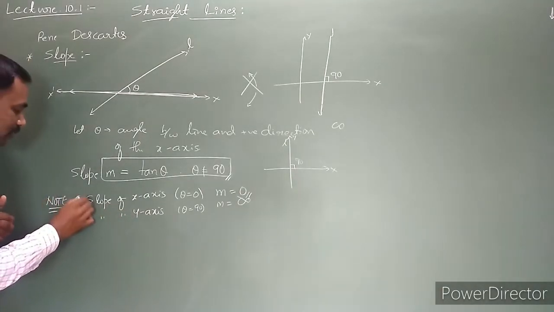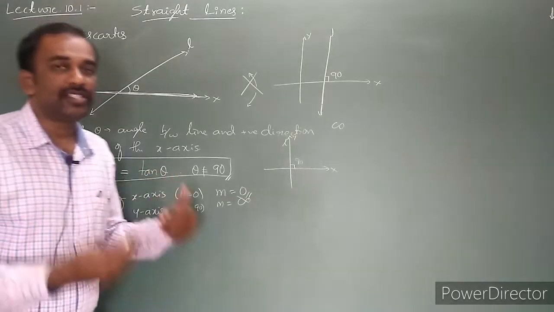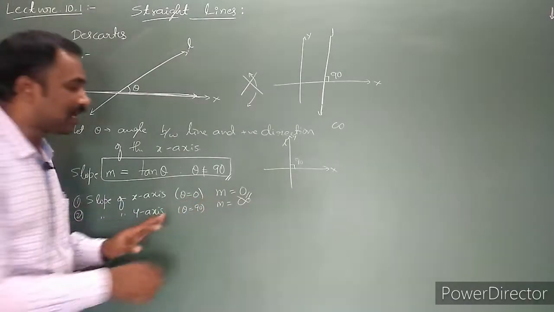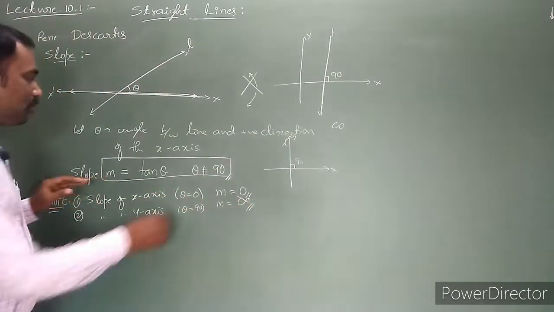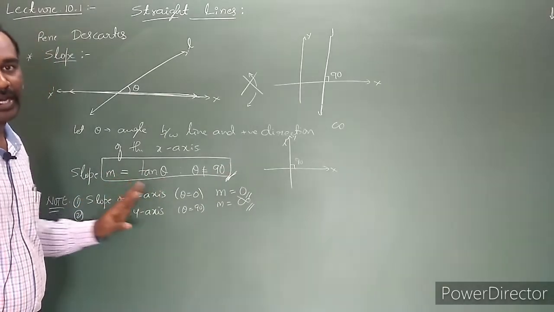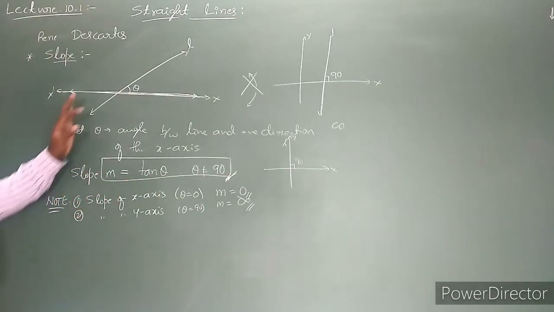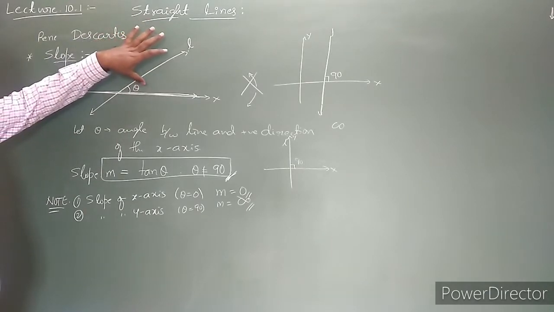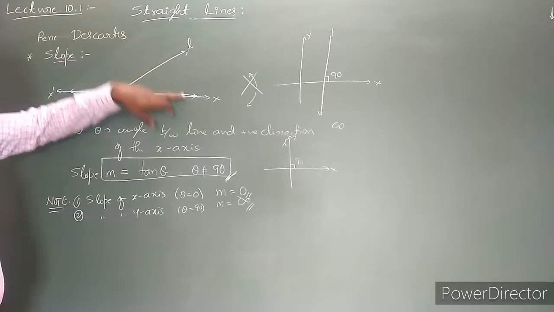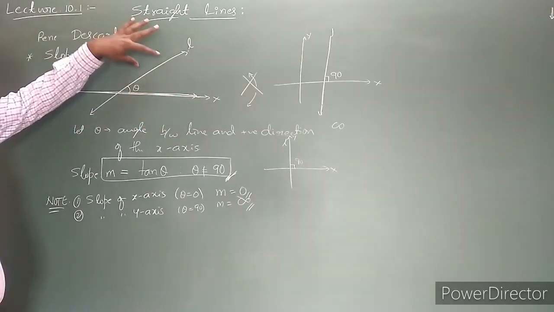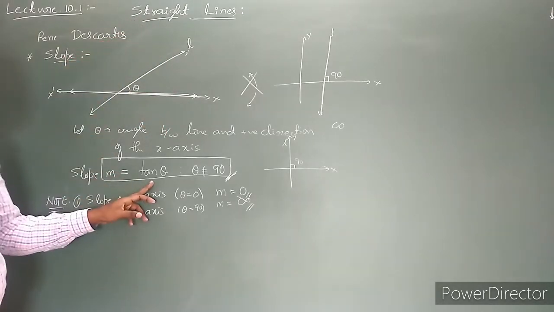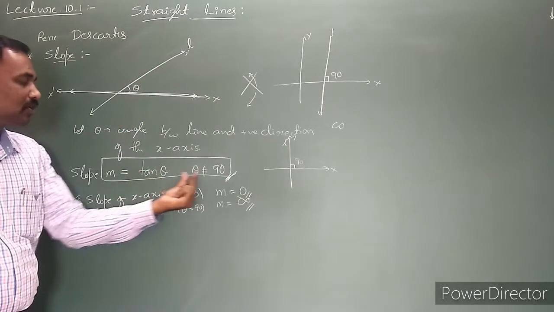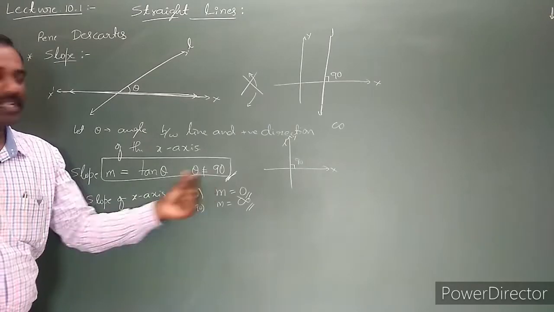Very important note. What is the note? Slope of the x-axis is 0. Slope of the y-axis is not defined. They will ask you this in one mark questions, a very important thing. If you remember this, you can easily find it. Nothing to worry. Is that clear? Once again, what is the slope of the line? Let theta be the angle between the line and the positive direction of the x-axis. Then the slope of the line is given by tan of theta and it is denoted by small letter m. And to use this formula, theta should not be 90 degrees.